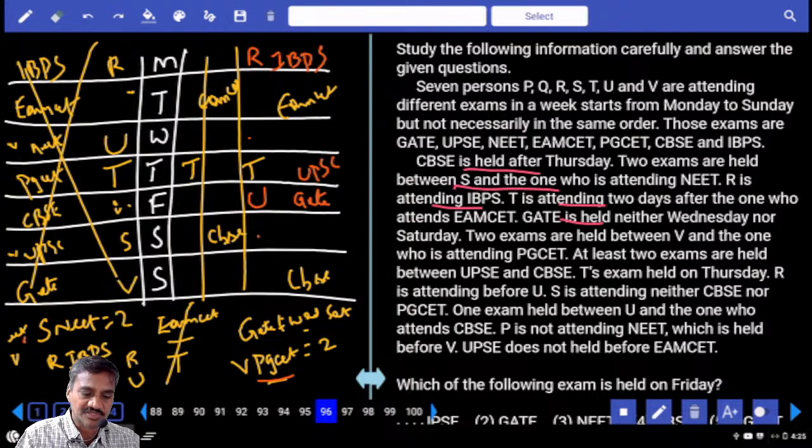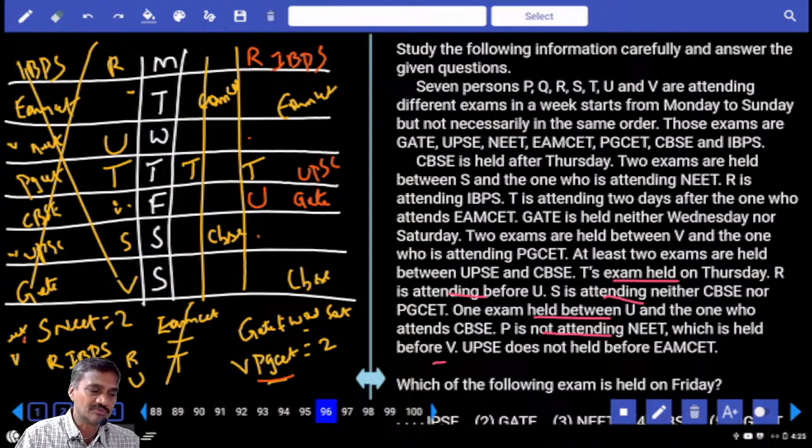Now, V and PGCET, and NEET is before this V. At least 2 examinations between UPSC and CBSE, and R is attending before U, and S is attending neither CBSE nor PGCET, and S cannot be at this place. Between S and NEET there must be exactly 2, and 1 examination between U and CBSE. P is not attending NEET. NEET is held before V, and UPSC is not held before MSET.